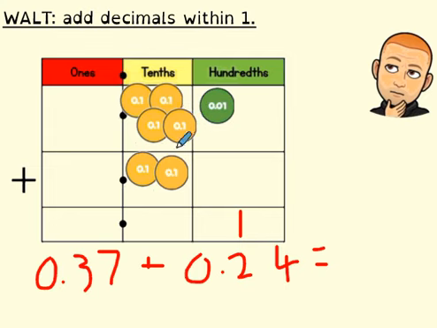How many have I got now in total in my tenths? I've got 4 here, I've got 2 here, which means I've got 6 in total. I don't have anything in my ones column, but it's still important that I put it in. 0.61. So 0.61 would be my answer.